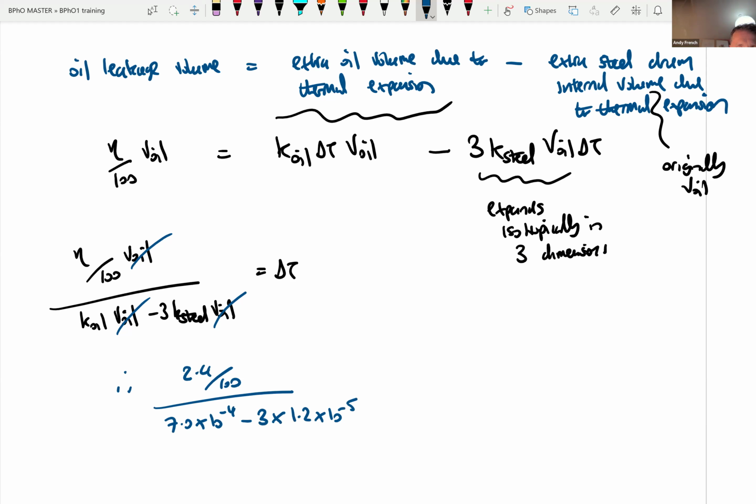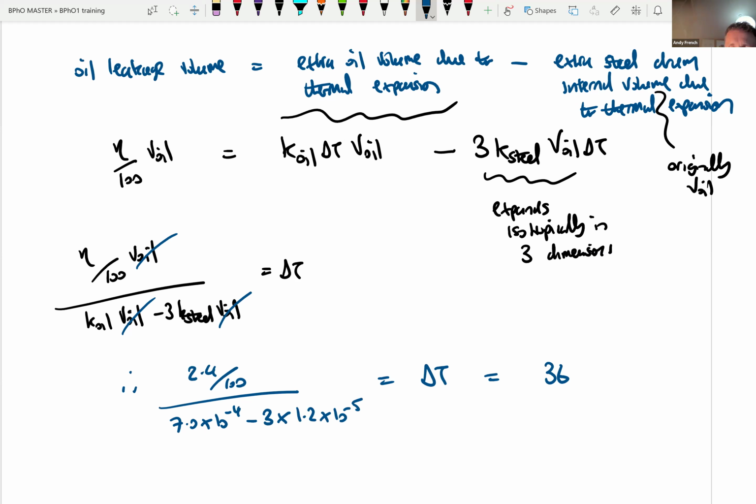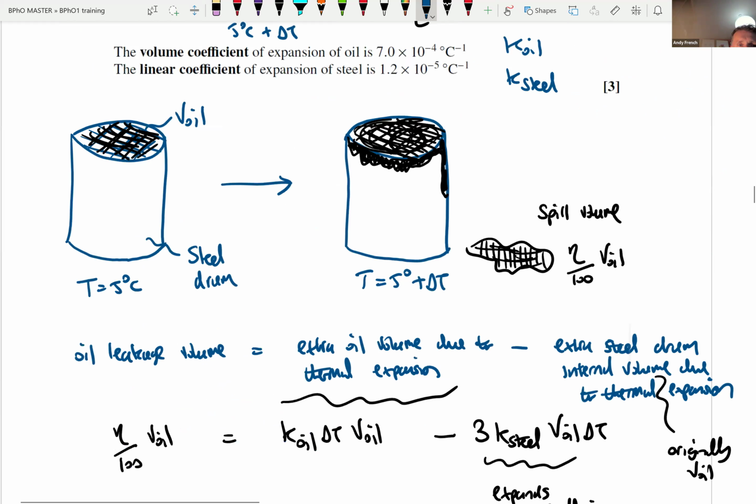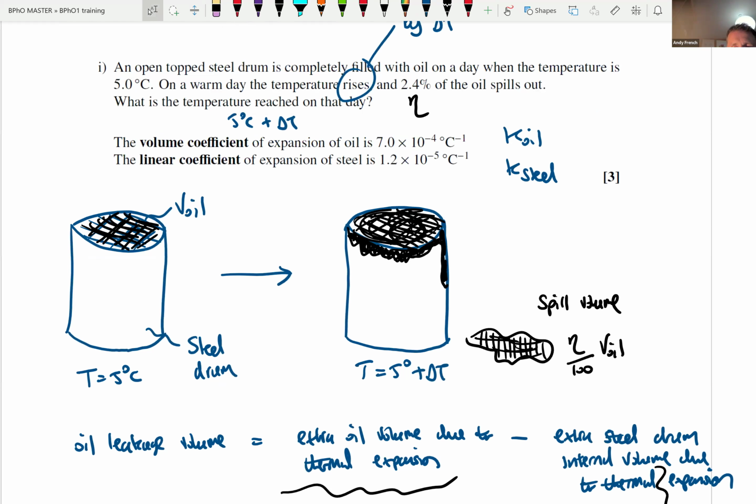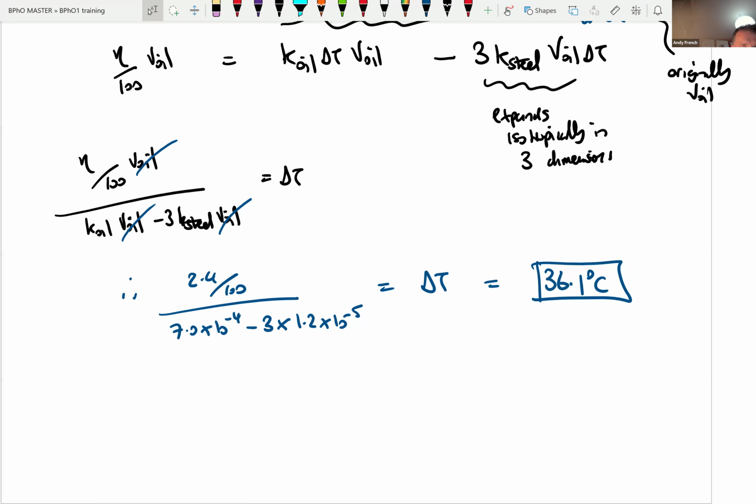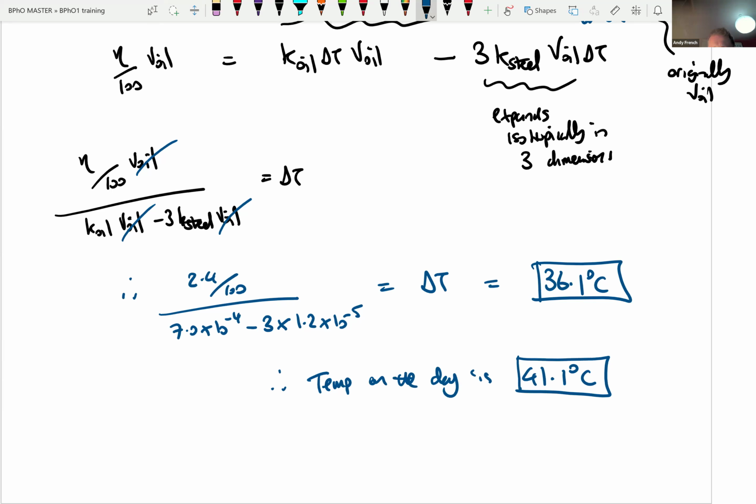And that's delta T in degrees Celsius. And I think if you put that into a calculator, you get 36.1 degrees. And don't forget, we want the actual temperature, which is 5 degrees, so we need to add 5 degrees for that. So therefore, the temperature on the day is going to be 41.1. It's a shame it's not 42 degrees. There we are. It's close.